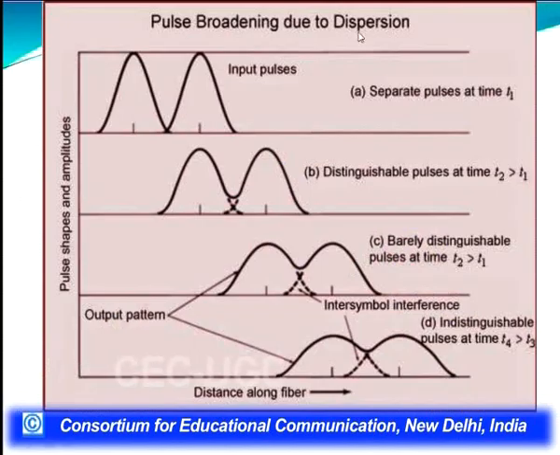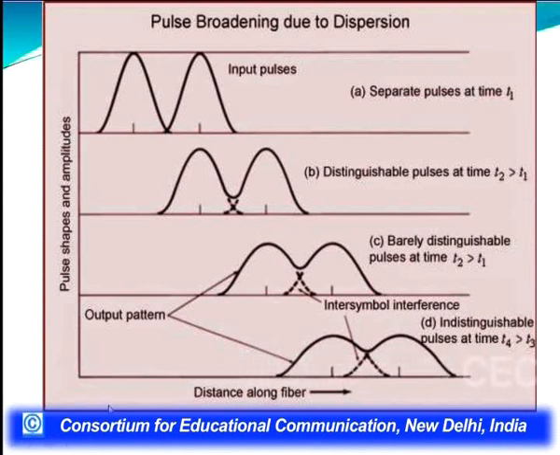Now here we see from the diagram this is pulse broadening due to the dispersion. Here we see the separate pulses at time t1. This is the input pulse. This is the distance along the fiber, and this is the pulse shapes and the amplitude, how it is changing. First we start with the input pulses, and the time period is t1. Second is the distinguishable pulses at time t2 greater than t1, meaning after some time it will change.